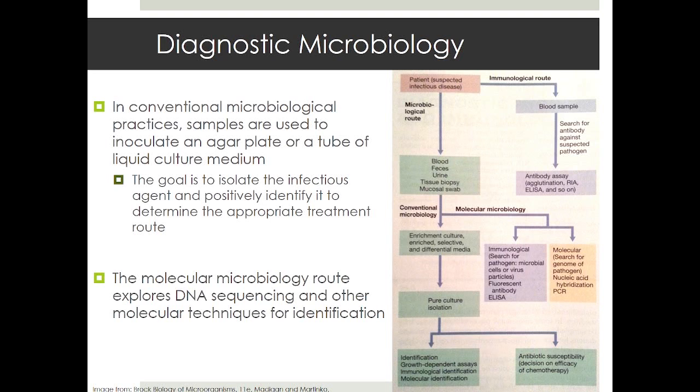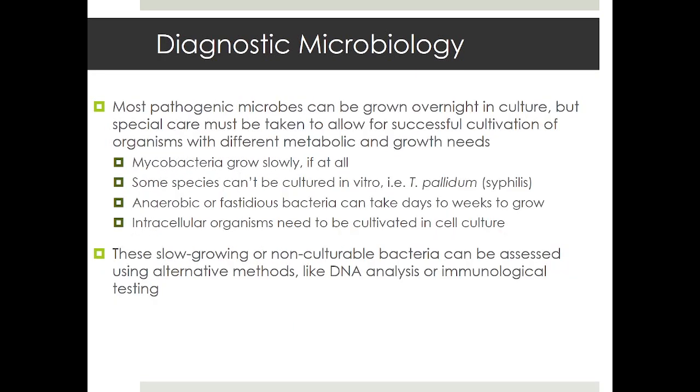We haven't really touched much on that, but there's a lot of diversity in terms of what types of proteins will be present in certain bacterial species, but not found in others, depending on where they live and what their metabolic preferences are, among a number of other factors. Another thing to consider is that time frame, because a lot of pathogens, while they will grow up overnight in culture, some won't. So certain bacteria like mycobacteria will grow very slowly in the laboratory, if at all. Some species can't actually be cultured in vitro.